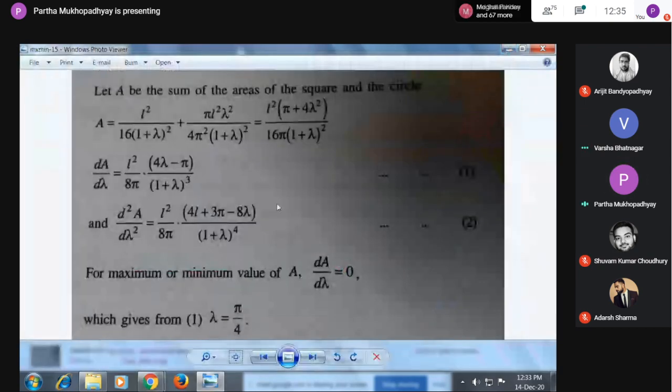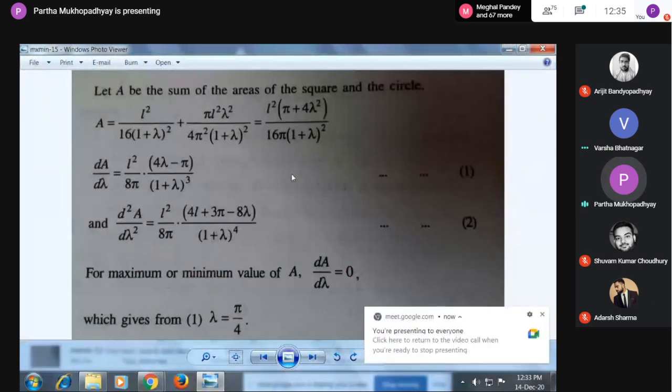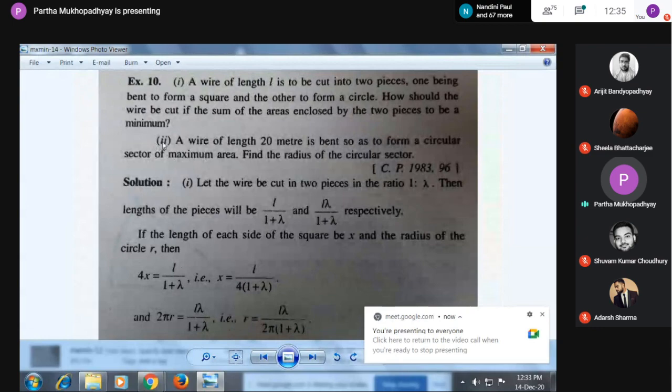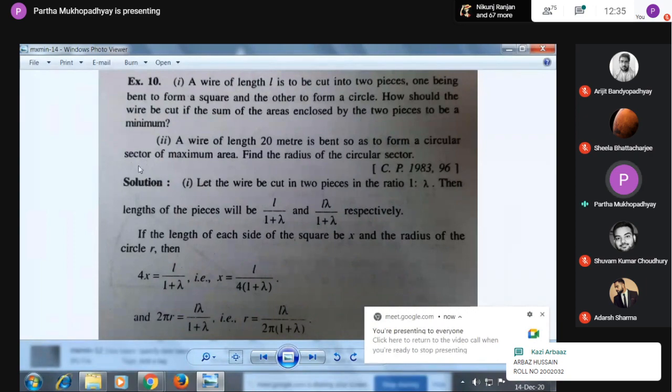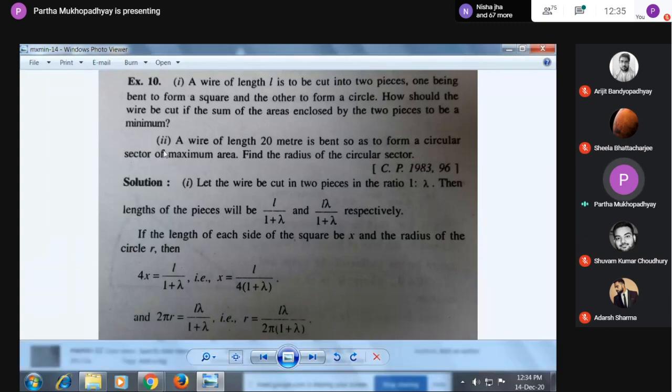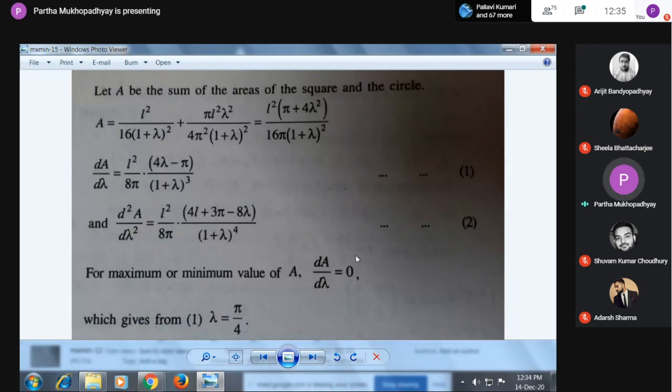Okay. Then. This problem was this. Next problem, number two. A wire of length 20 meter is bent to form a circular sector, part of a circle of maximum area. Find the radius of the circular sector. So it is already given that your area should be maximum. Then find the radius of the circular sector. And the total length is 20 meter, remember.